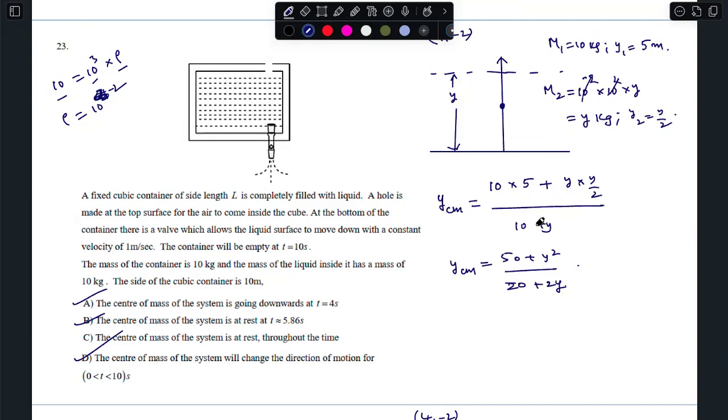Okay, got it. 100 plus y square. Sure. Well, your observation is absolutely correct. That's the deal.